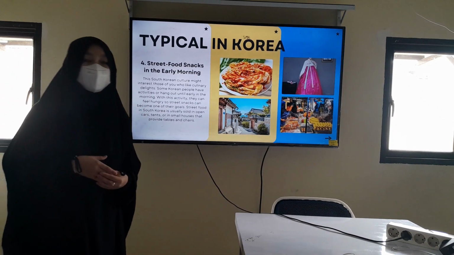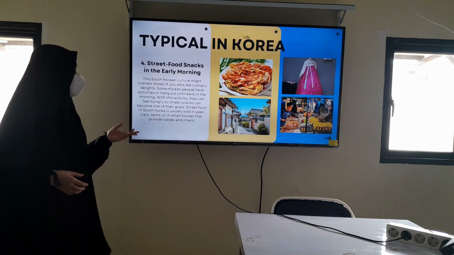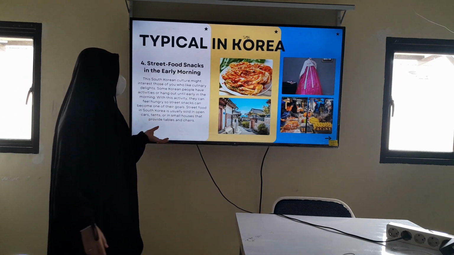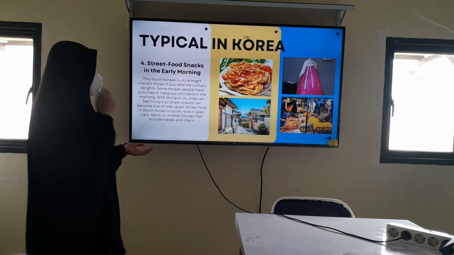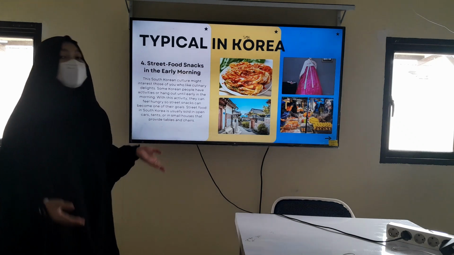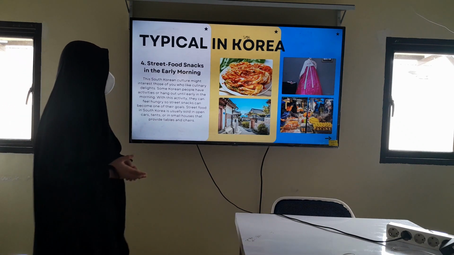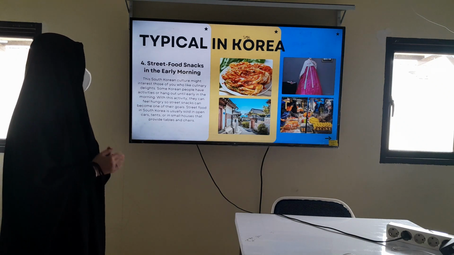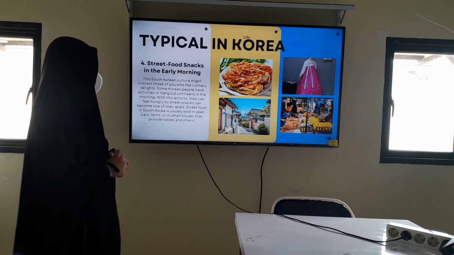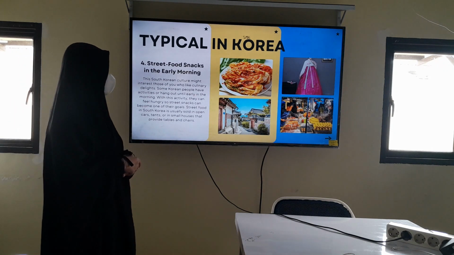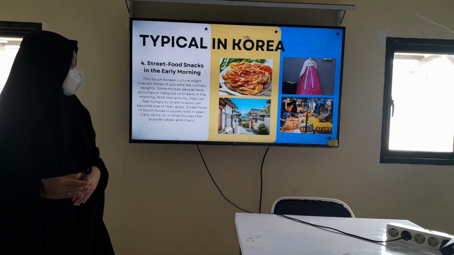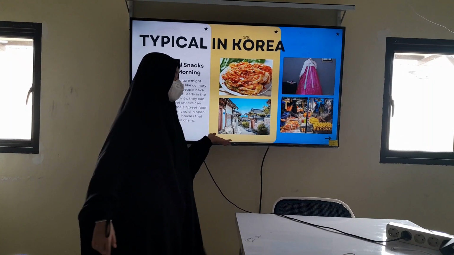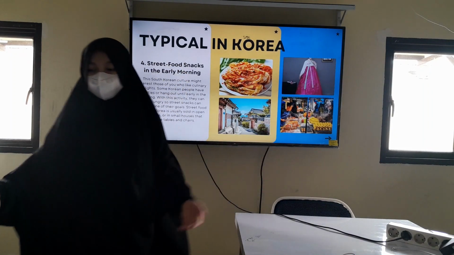Street food snacks in the early morning. This Korean culture might interest those of you who like culinary delights. Some Korean people have activities or hang out until early in the morning. With this activity, they can feel hungry, so street snacks can become one of their goals. Street food in Korea is usually sold in open cars, stands, or in small houses that provide tables and chairs. Kimchi, hanbok clothing, hanok, and street food.